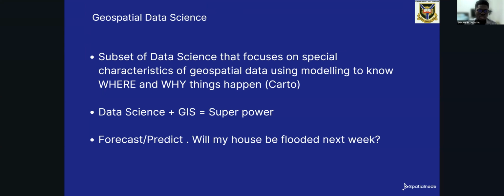Where will this happen next year? And even business questions, where will this happen in space and time? So you have a superpower: you can combine your knowledge of data science with geospatial datasets. You'll not only be able to answer the questions of why, you'll also be able to answer the questions of where. And where matters a lot.